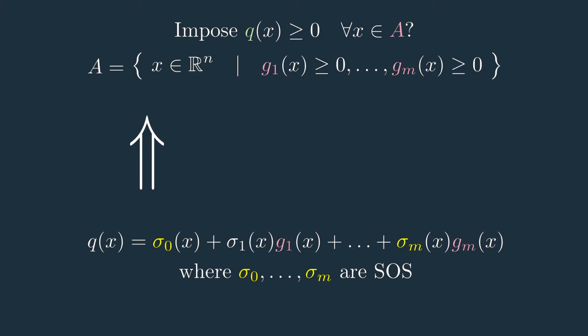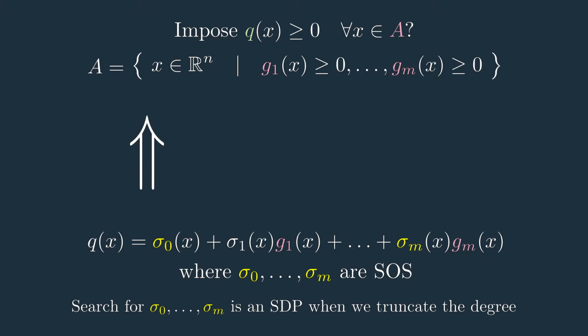The nice thing about this decomposition is that we can search for it using semi-definite programming whenever we bound the degrees of the sigma i's. Furthermore, thanks to Putinar's theorem, which is one of the deepest results in algebraic geometry, we know that such a decomposition always exists for non-negative polynomials on A under some mild assumptions. This is the end of the review.